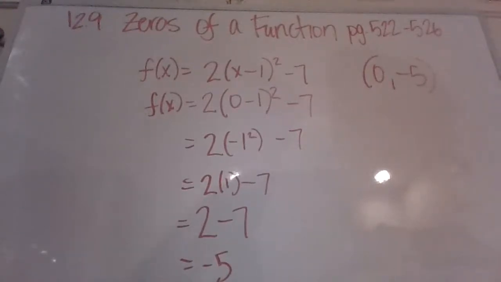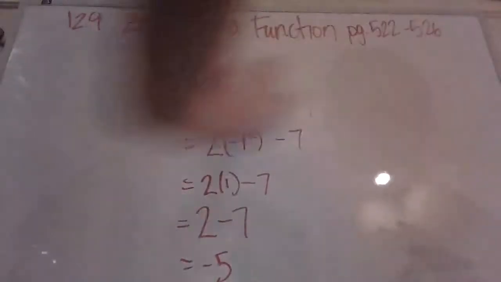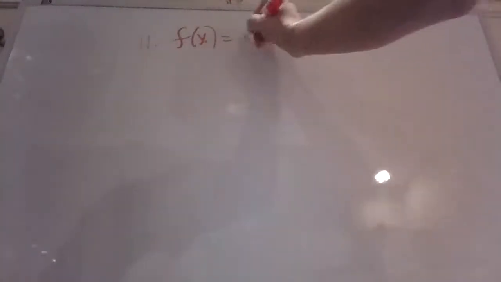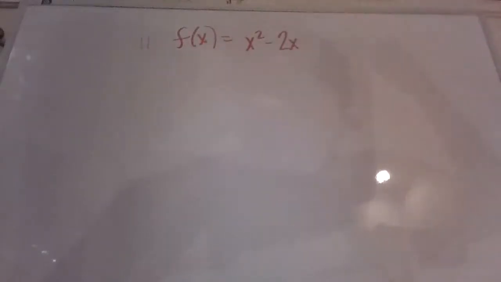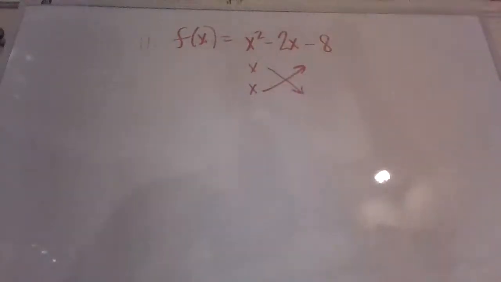Number 11 states that it wants us to find the zeros of each function algebraically. So, I'm going to erase this. We already have that. Number 11. F of x equals x squared minus 2x minus 8. All this wants us to do is to factor this down. So we're going to find x and x. What times what equals 8? Well, I know 4 and 2.